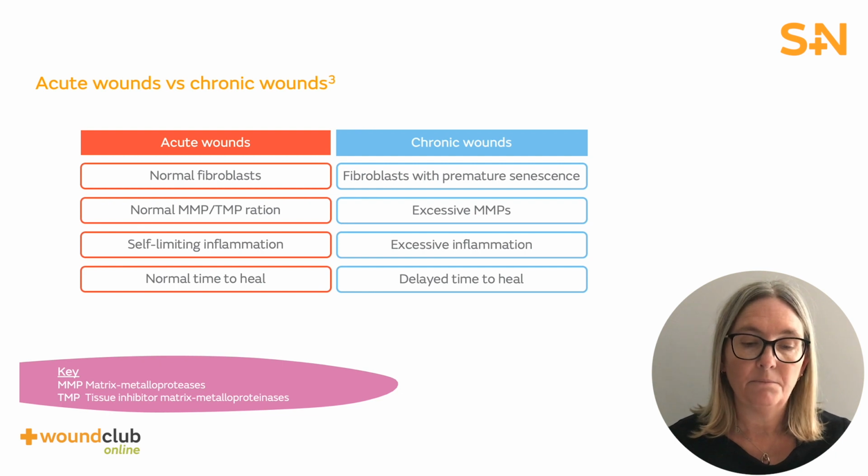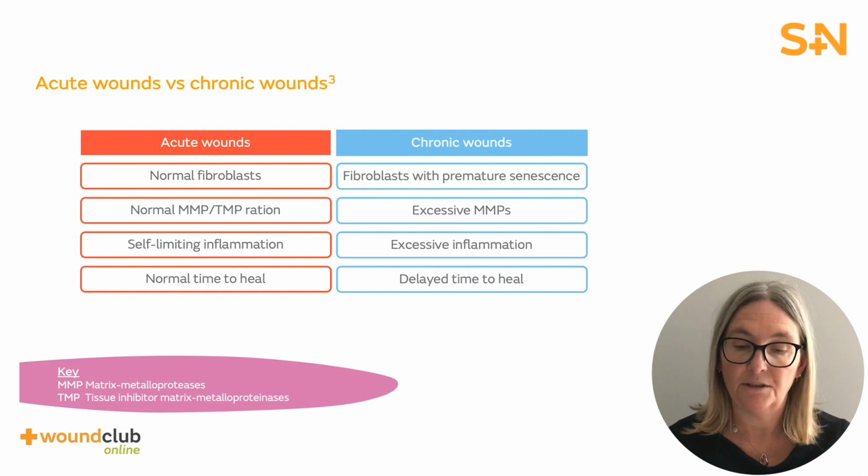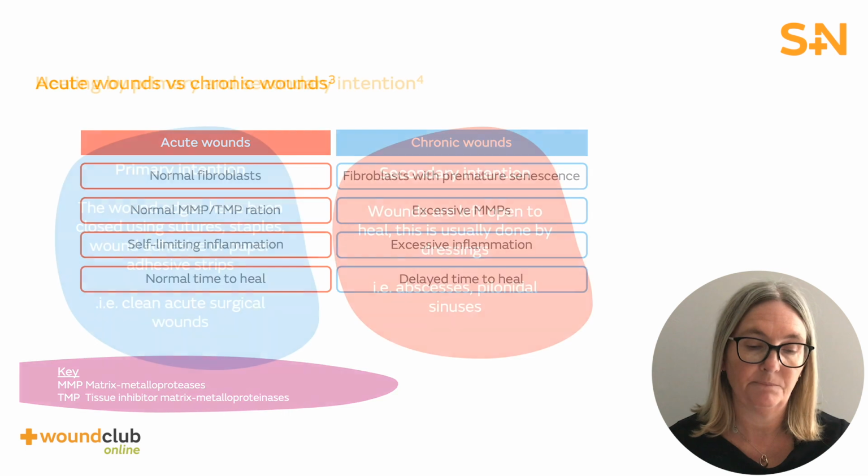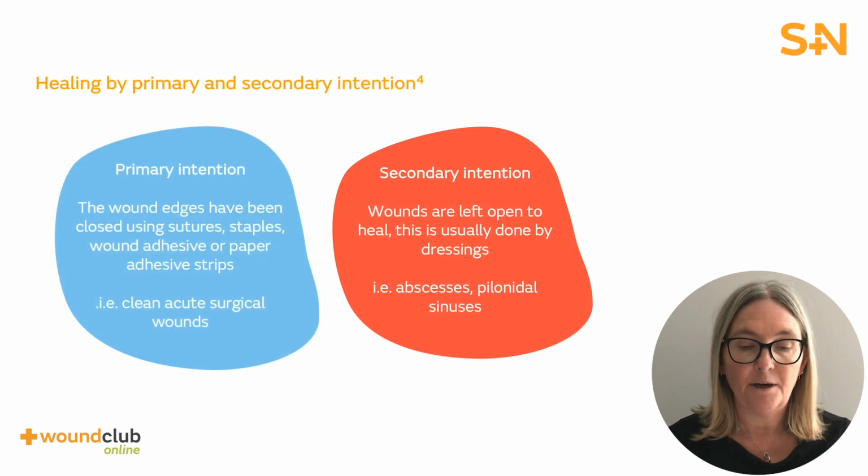Fibroblasts are often premature in chronic wounds, which disrupts their normal functioning. The main difference, though, between acute and chronic wounds is the rate of healing. The time to chronic wound healing is significantly delayed, going on in some cases to become larger due to the high level of proteases. Healing by primary and secondary intention.